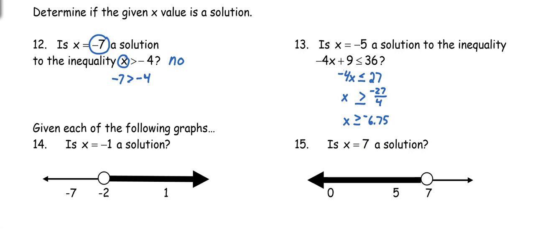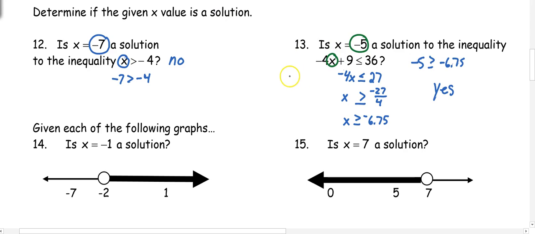So when I substitute negative 5 in for x, I would have negative 5 is greater than or equal to negative 6.75. And because negative 5 is closer to 0, it is greater. So this would be yes, negative 5 is a solution. The other thing that you could do is you could just substitute negative 5 in for x right away. And you would get negative 4 times negative 5 plus 9, which is 29, which is less than or equal to 36. So either way will work in trying to figure out if it's a solution.